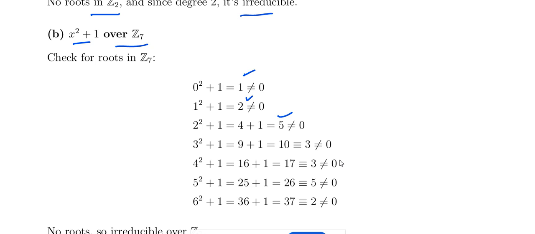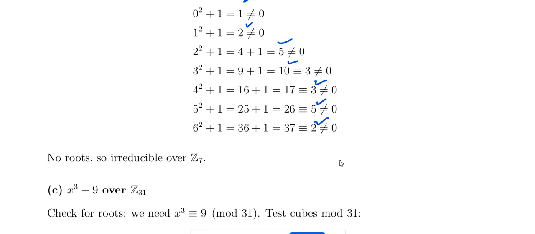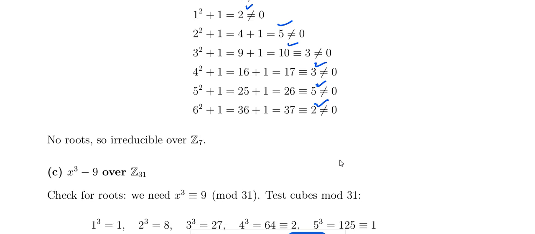So 3 square plus 1 is 10, modulo 7 that is 3, and 4 square 16 plus 1 is 17, modulo 7 that is 3, and 5 square plus 1, 25 plus 1 is 26, modulo 7 that is 5, and 6 square 36 plus 1 is 37, modulo 7 that is 2. So none of them gives 0, so this is irreducible over Z7. This is irreducible over Z7.